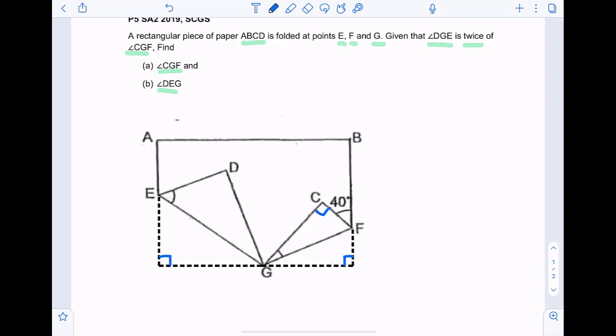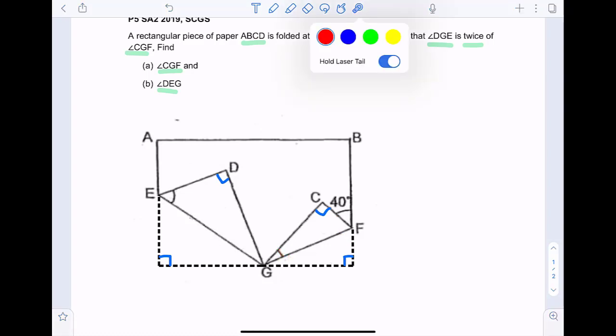Same thing at this corner, 90. Over here will be 90 also. And of course, whatever was here is now here. So let's say you have 50 degrees. Over here will be 50 as well. So this small angle is the same as this small angle here, exactly the same.